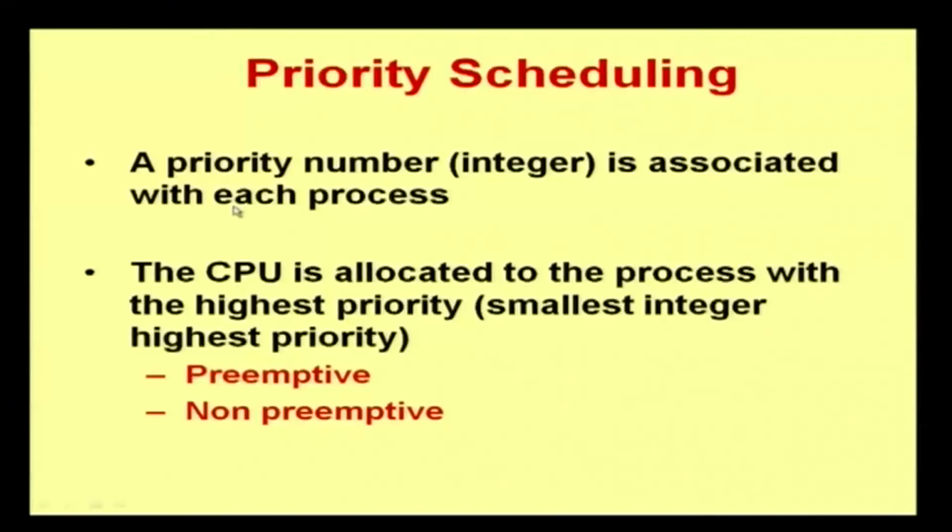Process 1 has the maximum priority when compared to process 2, because process 1 has been assigned the number 3 and process 2 has been assigned the number 7. The smallest number has the maximum priority. Here it is an integer number, and this has the maximum priority. A priority number is associated with each process. The CPU is allocated to the process with the highest priority. The smallest integer has the highest priority.